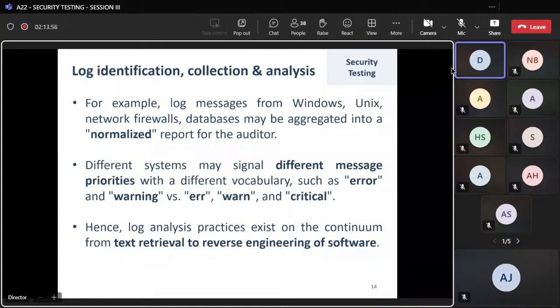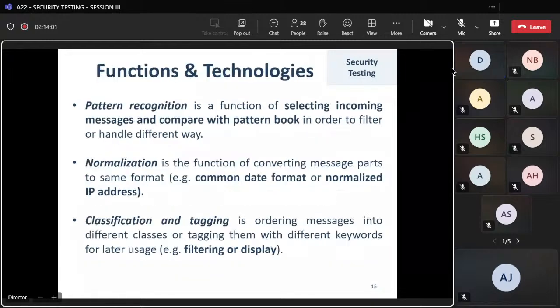Then pattern recognition, some of the functions and technologies in log management. The first is pattern recognition. This is how to select the incoming messages when you compare them with the pattern book. Is it legitimate, or is it suspicious? Is it a known pattern? Is it an unknown pattern? So how can this be recognized?